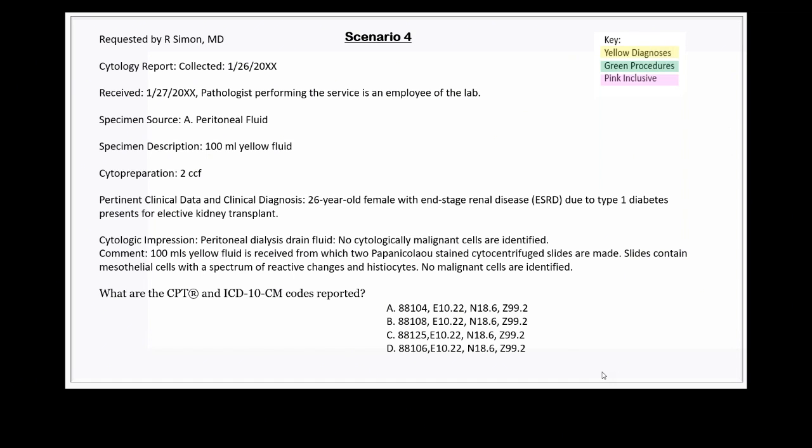Cytologic impression: peritoneal dialysis drain fluid. No cytologically malignant cells are identified. Comment: 100 milliliters yellow fluid is received from which 2 Pap stain cytocentrifuge slides are made. Slides contain mesothelial cells with a spectrum of reactive changes and histiocytes. No malignant cells are identified. Coders, you have 2 minutes to solve.